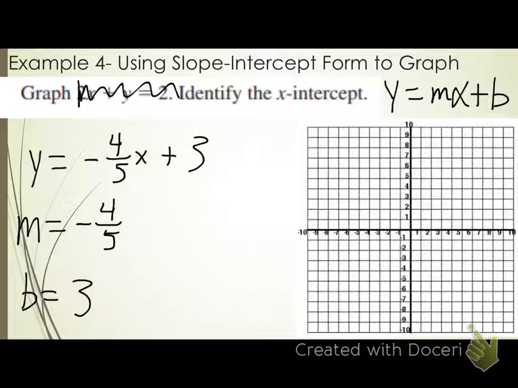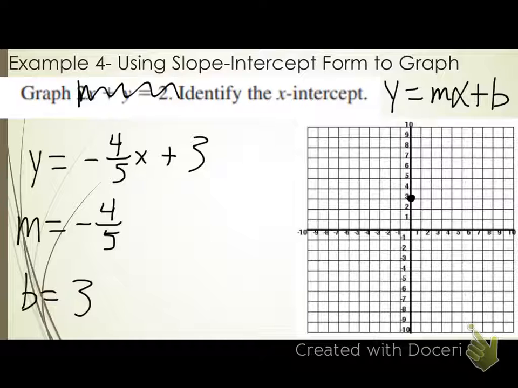So when I'm graphing in slope-intercept form, what do I graph first? My y-intercept. So where's it crossing the y-axis? At 3. So I put a point at 3 on my y-axis. Questions there? We okay with that first step? Okay. I then use my slope to get more points. What's my slope? Negative 4/5.